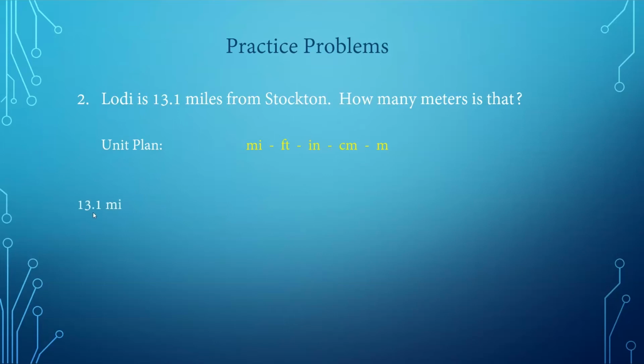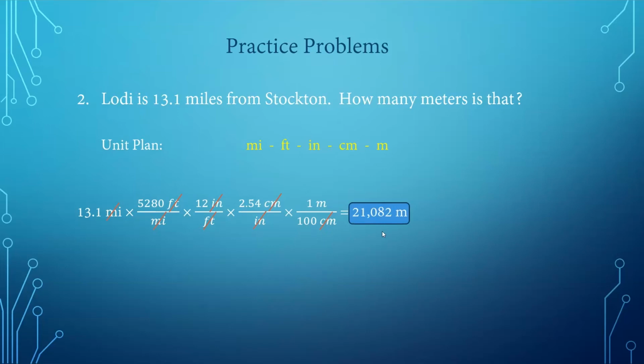So we'll begin with our miles, and then putting feet on the top and miles on the bottom, we can cancel out the miles. And then our conversion of inches to feet, which lets us cancel out the feet. Then we plug in our centimeter to inch conversion, cancel out those inches, and then finally we go from centimeters to meters. The centimeters cancel out, and now we are left with meters. That is our desired unit, and we end up with 21,082 meters.